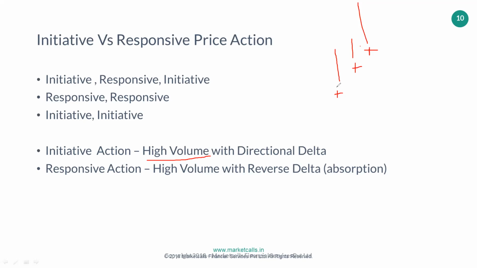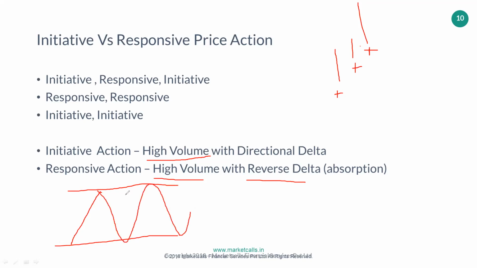And next comes the responsive price action. Responsive price actions are one form of accumulation or distribution, right? It is also characterized by higher volume, but a reversal delta means a kind of absorption happens. So when the price keeps going up, it mostly rotates within a range, where the price extremes are characterized by high volumes. So maybe it shows high volume buyers here, high volume sellers over here, again high volume buyers over here.